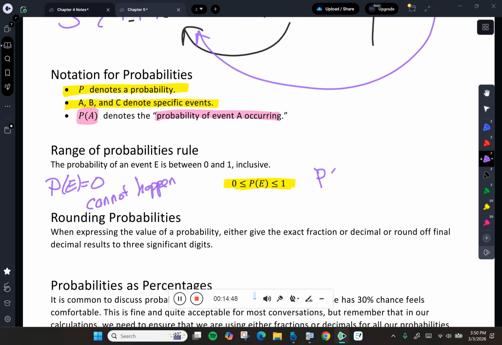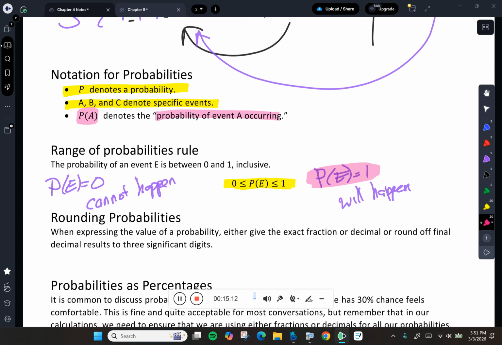On the other end, if the probability of an event E was 1, it means it absolutely will happen. For example, if I were to ask what is the probability that I will die, well, the probability I will die is 1. It's going to happen. You notice I didn't say when. I just said it's going to happen.